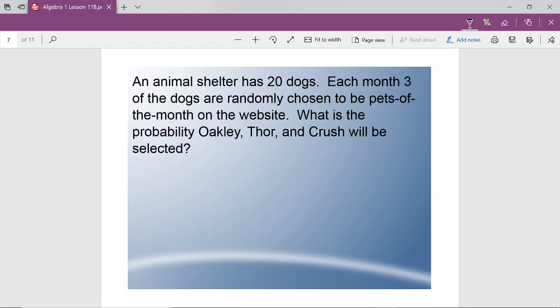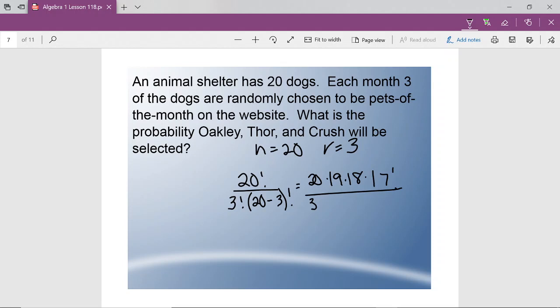Well, let's figure out how many combinations there are, because it doesn't matter if Thor gets picked before Crush or Crush before Thor. We don't care about the order. So let's find the combinations possible. Well, we have 20 dogs with 3 of them being chosen. So I have 20 factorial over 3 factorial times 20 minus 3 factorial. We do 20 times 19 times 18 times 17 factorial over 3 times 2 times 1 times 17 factorial. 17 factorials go away.